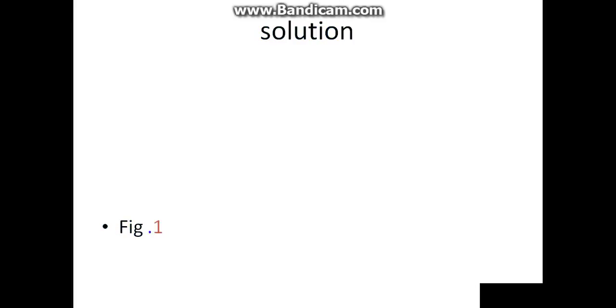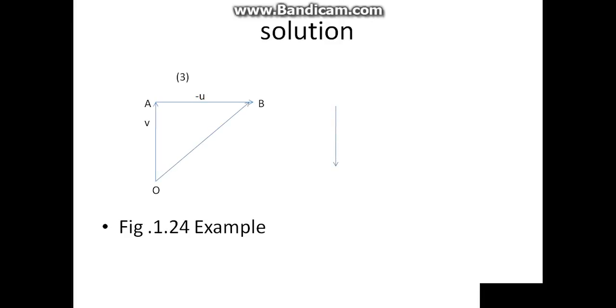Solution. Since the man is moving at 4 km per hour, he now moves from O to A. Meanwhile, the river is flowing with a velocity of 3 km per hour, moving from A to B. Then the resultant of the movement of the man is OB.